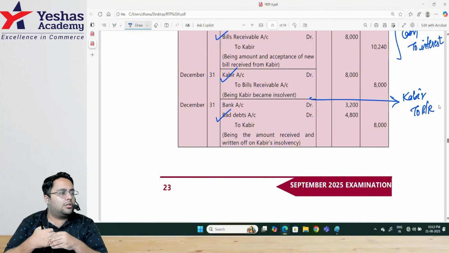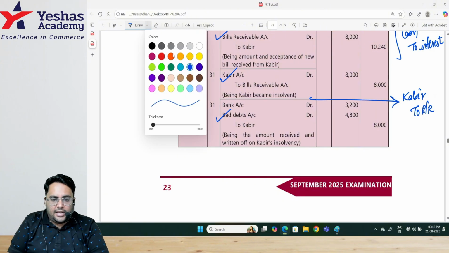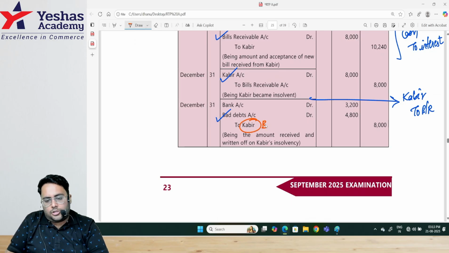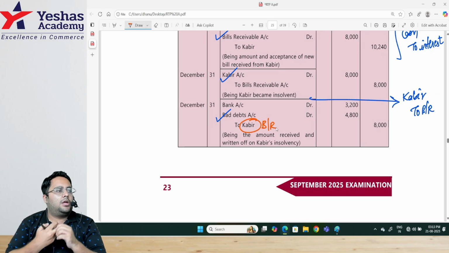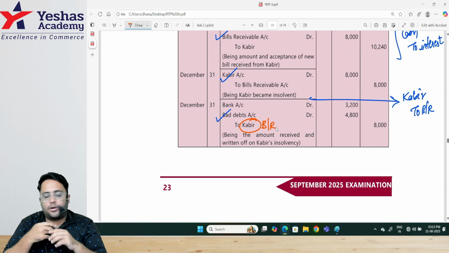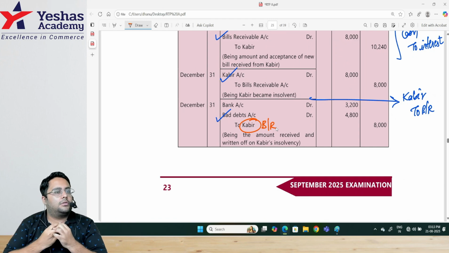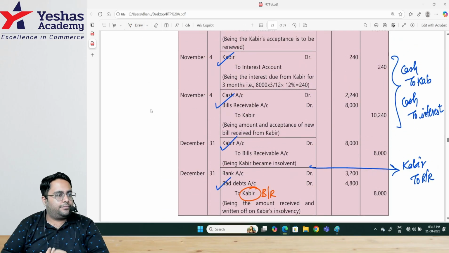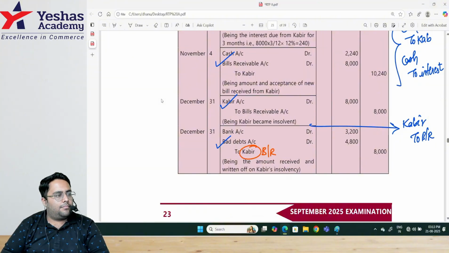They did not record the dishonor of the bill. If they have recorded directly, then here instead of Kabir, they should have taken bill receivable. But since they have recorded Kabir, first they should record dishonor of the bill over there. How many of you got all entries right? Good. Can we go ahead?